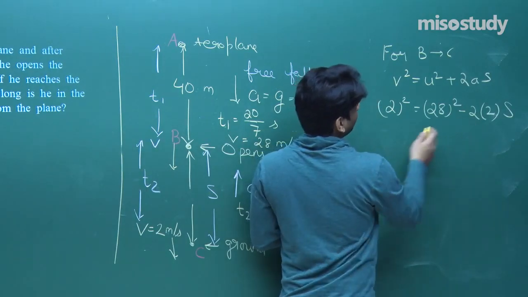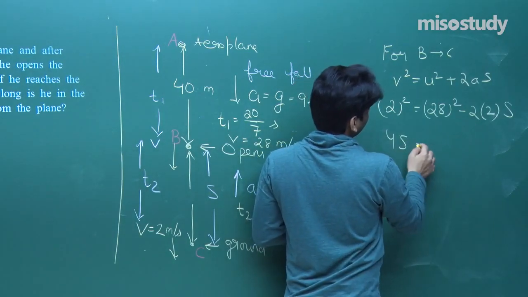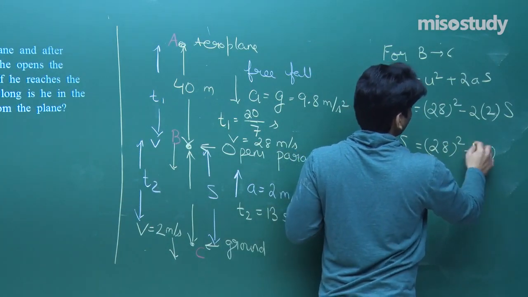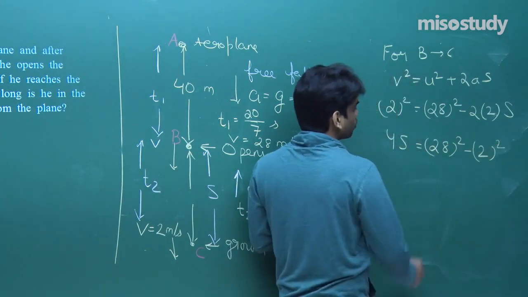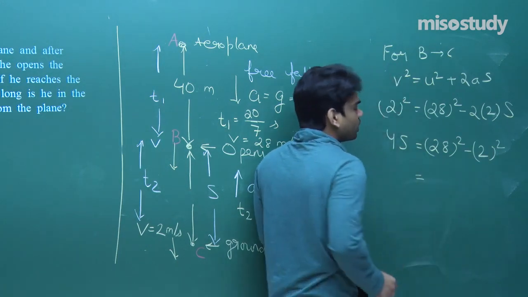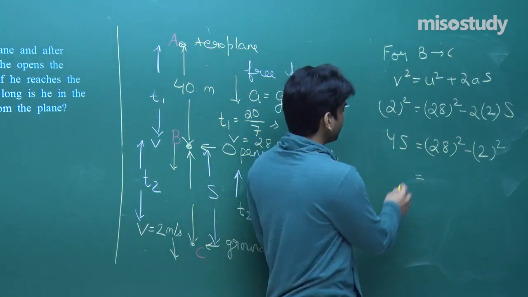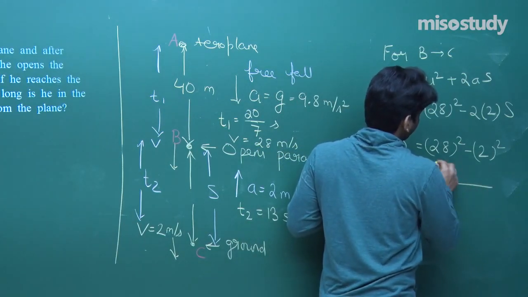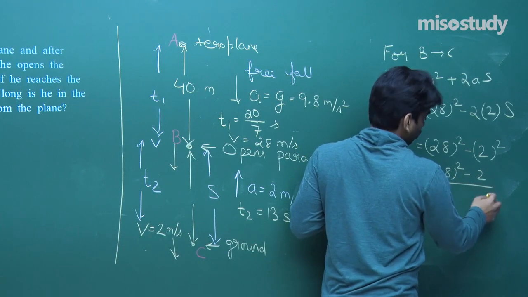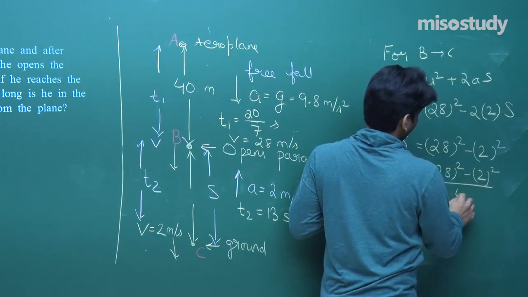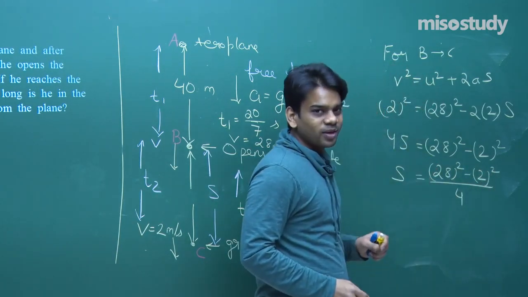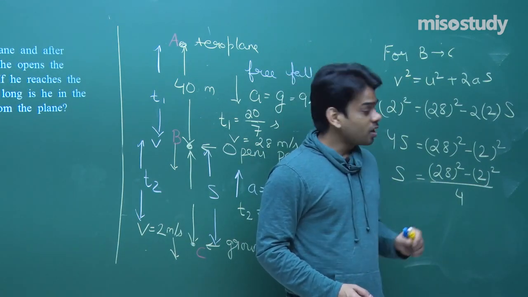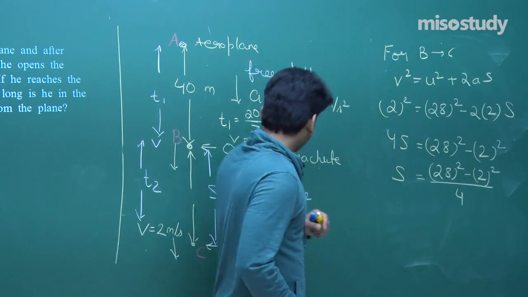we can write this as 4s is equal to 28 whole square minus 2 whole square. We can solve this 28 whole square minus 2 whole square. See what this will give to us. S, we are going to get that as S is equal to 28 whole square minus 2 whole square, that will be 4 divided by 4. We need to solve this simply and you will get the value of the displacement. The final value of displacement, we will get this value of S.